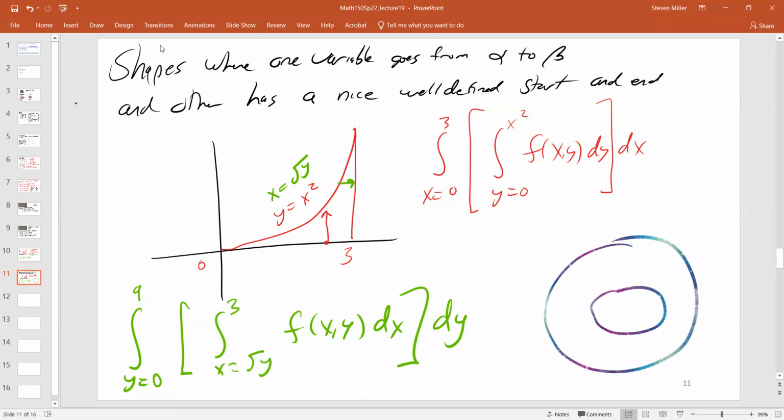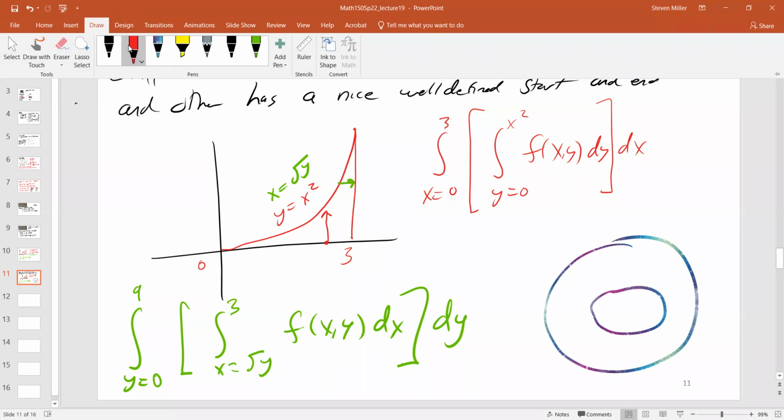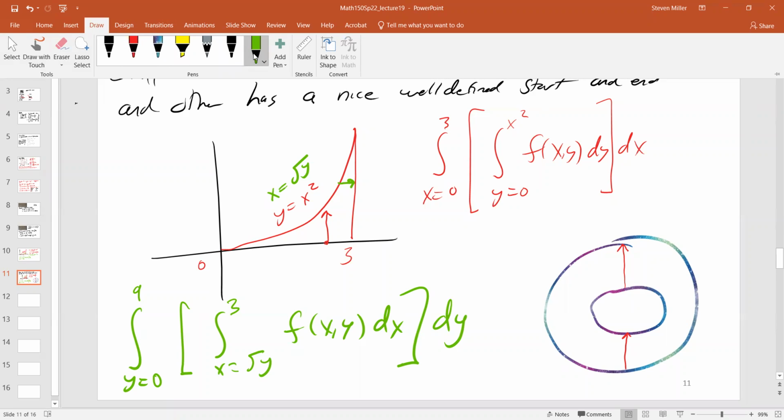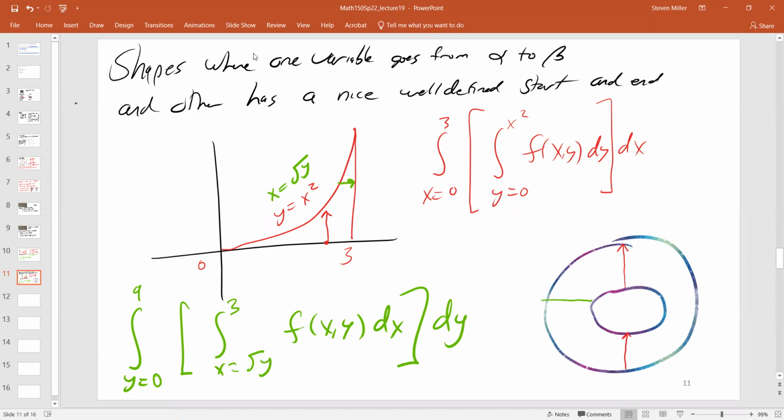Here's the donut. If we tried to enter it, we would enter it, then we leave, and then we come back. And similarly, if we tried to do it in the other direction, we would have trouble. There is a solution to the donut.